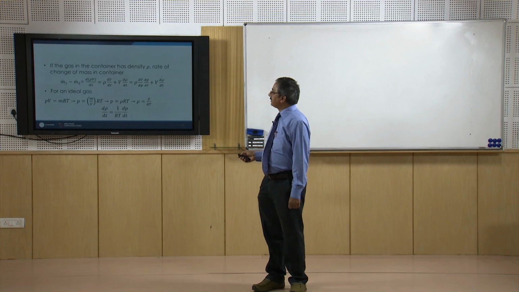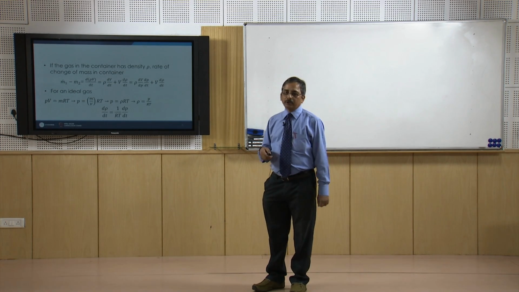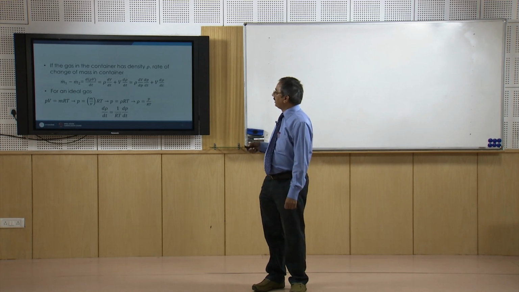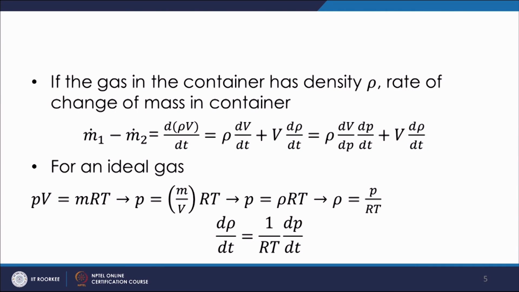Now, as I said, there is going to be a variation in the density in the case of a pneumatic system. So, if the gas in the container has a density rho, the rate of change of mass in the container we can give as m1 dot minus m2 dot is equal to d by dt of rho V. Here you can see that rho has the unit of kg per meter cube and V has the unit of meter cube per second. So, we have the unit as kg per second.